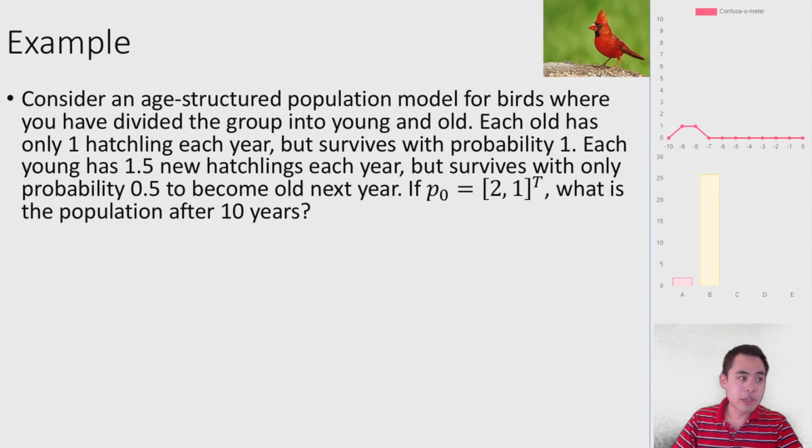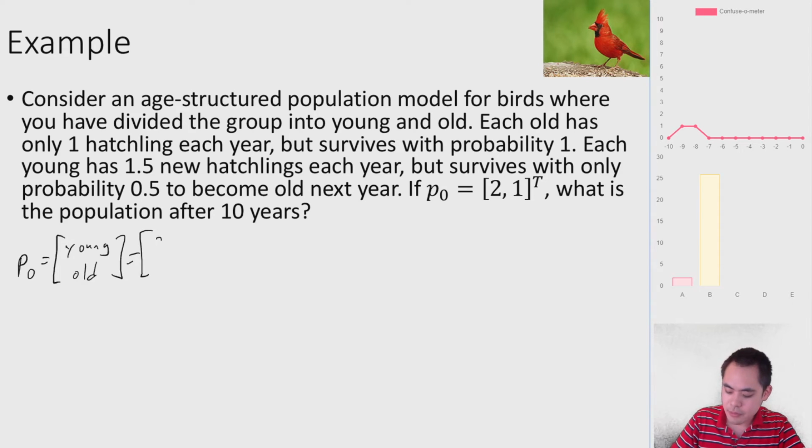So now, in order to do this, we need to write out P0, which is going to be young and old, which is going to be equal to (2, 1) to start off with, right?